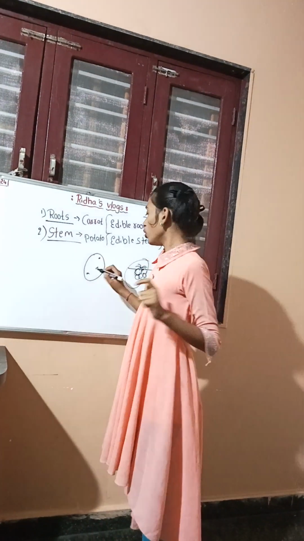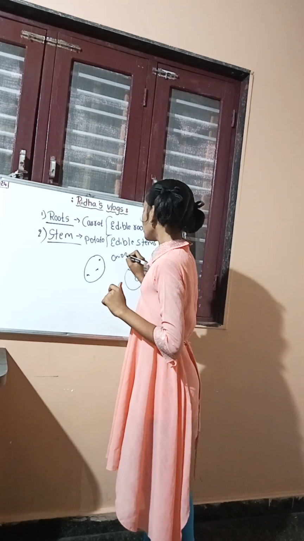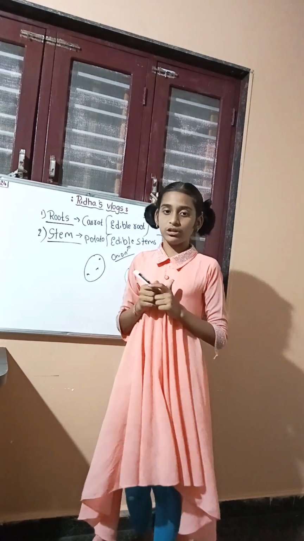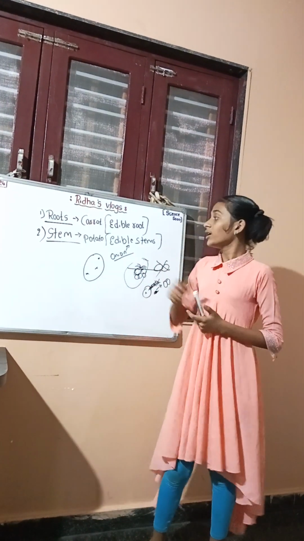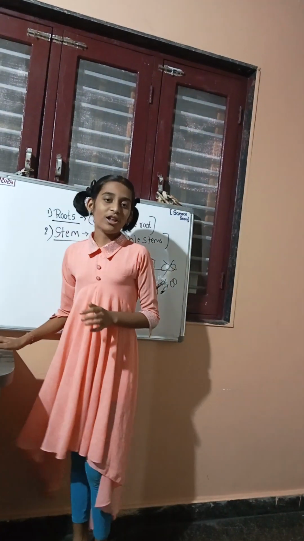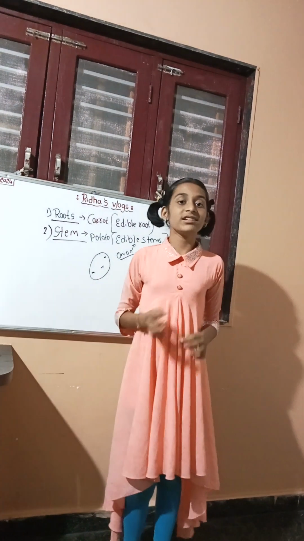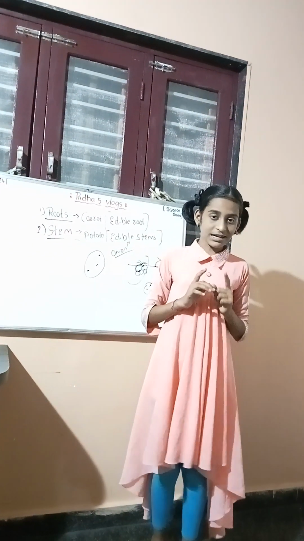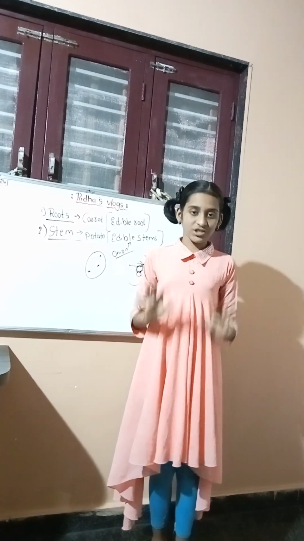Another one is onion. Onion is also a stem only, an edible stem, as you can eat the onion. Okay. Now you have got it about roots and stems. I hope you understand all the root and stem morphology of plants. You have to understand it carefully, efficiently and patiently.